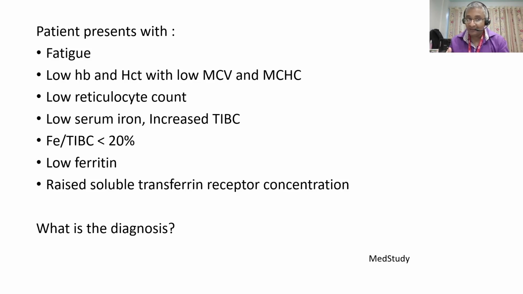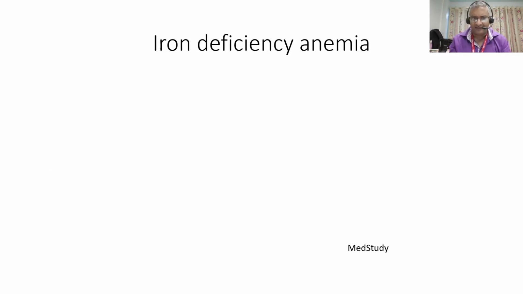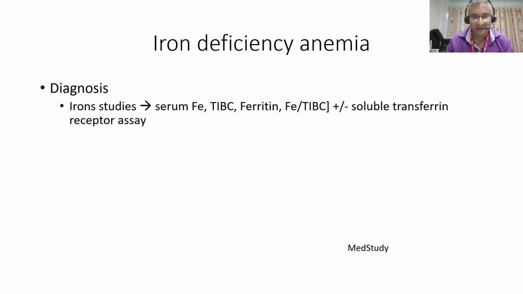And so, a nice combination. Low hemoglobin and hematocrit with a low MCV, low MCHC, low retics, so the patient's not reticking, low serum iron, increased TIBC, transferrin sats below 20%, low ferritin, raised soluble transferrin receptor concentration. What on earth is going on? Well, iron deficiency anemia. So how do we diagnose iron deficiency anemia after iron studies?